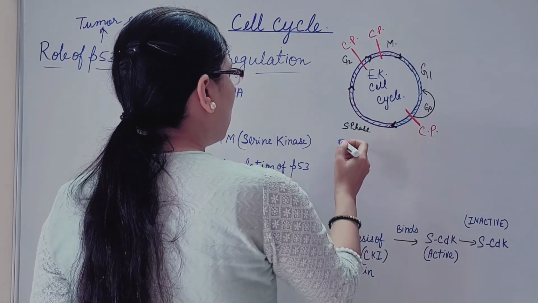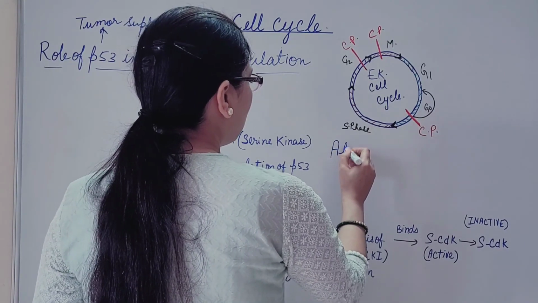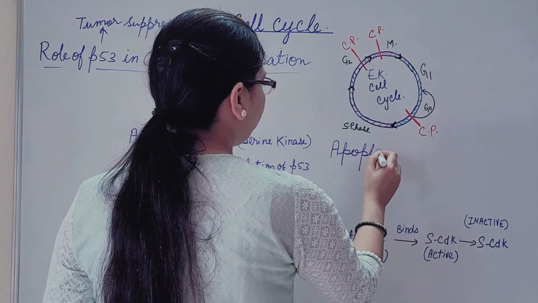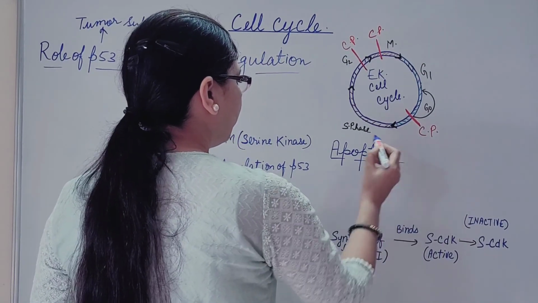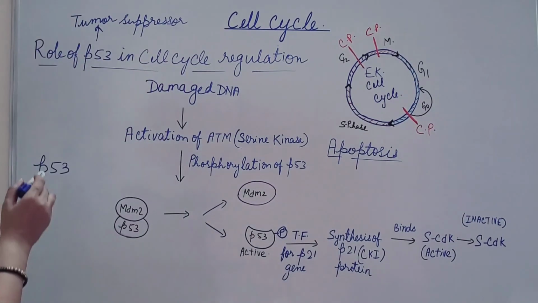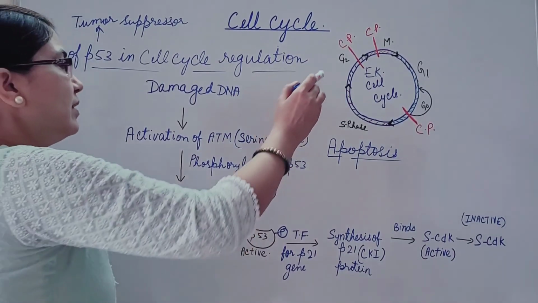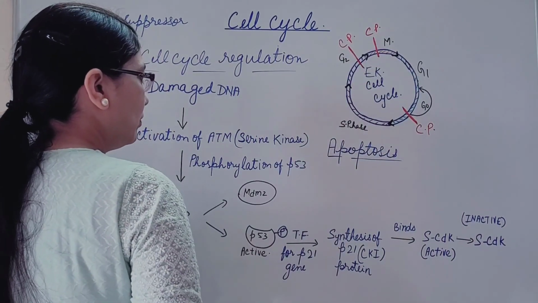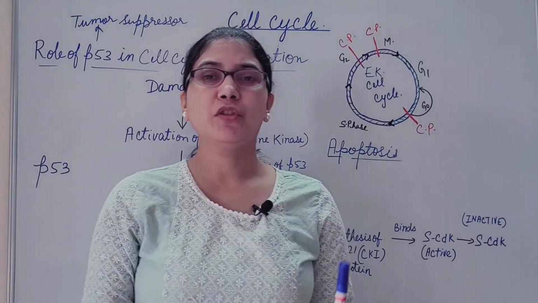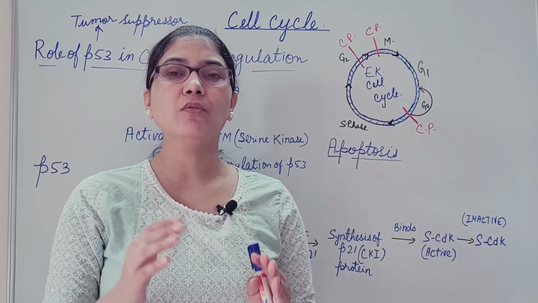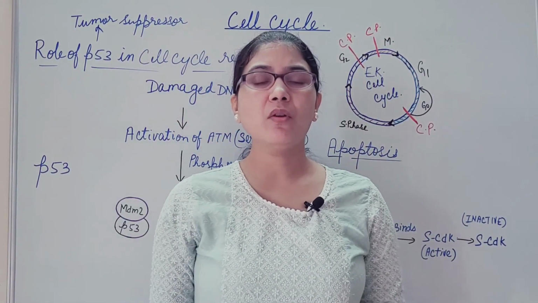Sometimes the damage of the DNA is beyond repair. In that case, the cell undergoes apoptosis. This is programmed cell death. If the p53 gene is lost or mutated, then the cell cycle is not arrested at G1, hence the repair of DNA does not take place, as a result of which the cell with the mutated genome undergoes proliferation and it becomes cancerous. So this is all for the cell cycle.